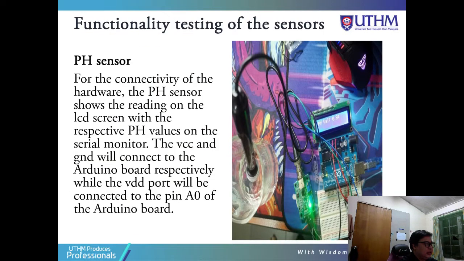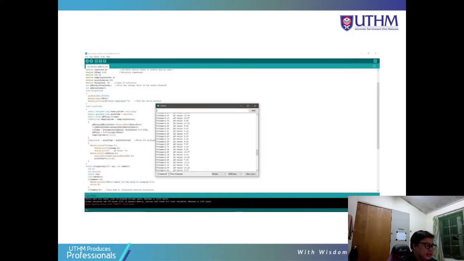So right now, this is the functionality of the sensors. As you can see, for the pH sensor, we have 0.84, so the water is really acidic. So we have tested that. And this is the serial monitor of the pH value. As you can see in the readings, I have changed the water to normal tap water.